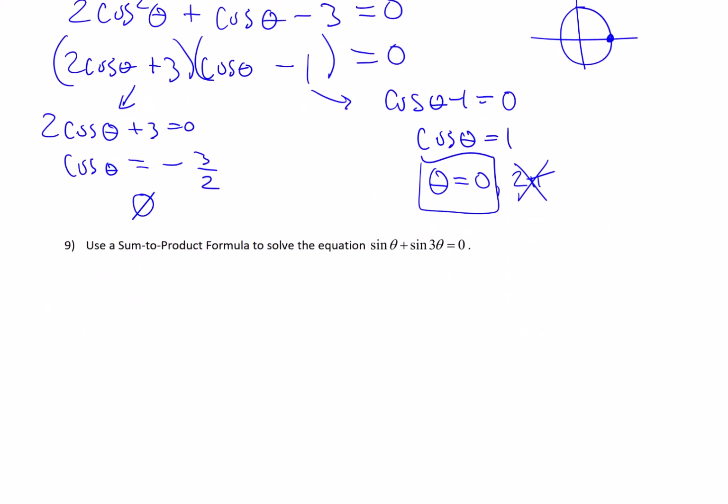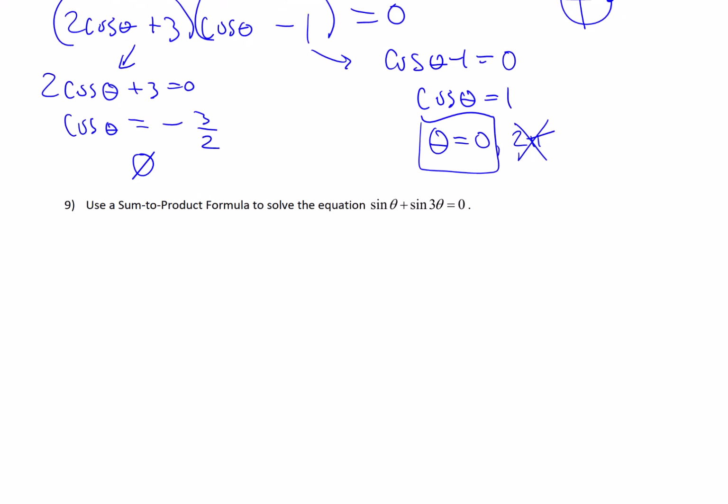Okay, last example, I promise. Here we go. Number 9 says use a sum to product formula to solve the equation given as sine theta plus sine 3 theta equals 0. Now, you'll recall, probably gladly, that you did not have to memorize the sum to product formulas. So you'll be provided these if needed on an exam or something, but take a look back at them and see what might be involved for this equation.